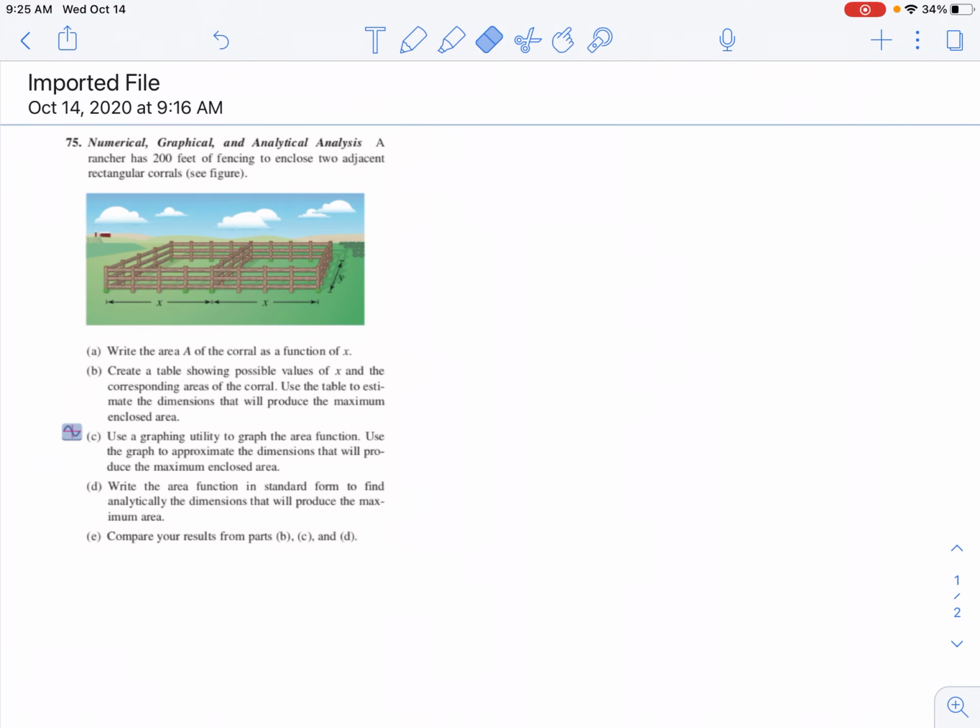All right, here's 75. A rancher has 200 feet of fencing to enclose two adjacent rectangular corrals. See the figure. Write the area of the corral as a function of x. If I write the area as a function of x, I get that the area equals 2x times y.